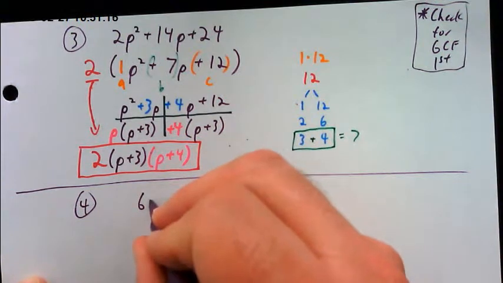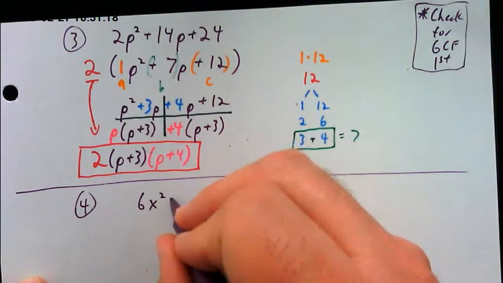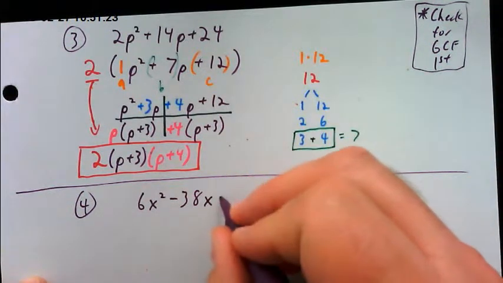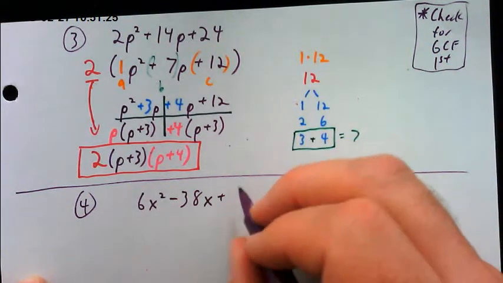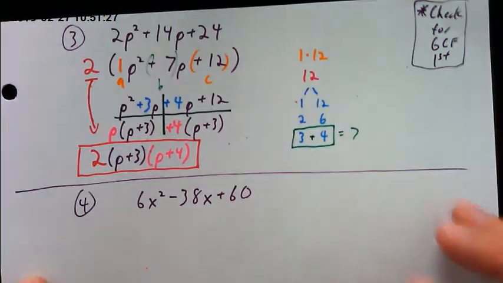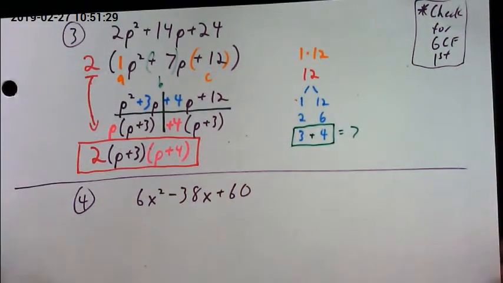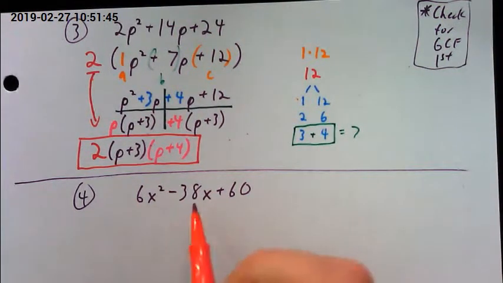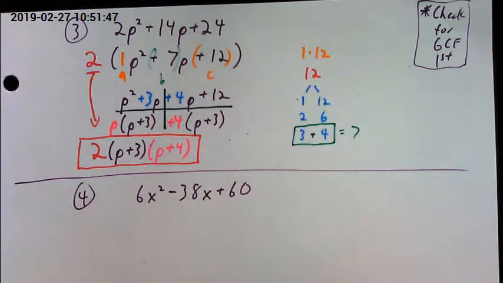So now this time, 6x squared minus 38x plus 60. Now, again, is there a GCF? Is there a GCF? So on this one, all these share a common 2.